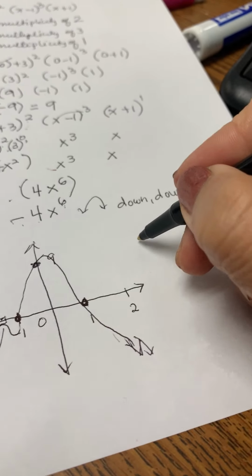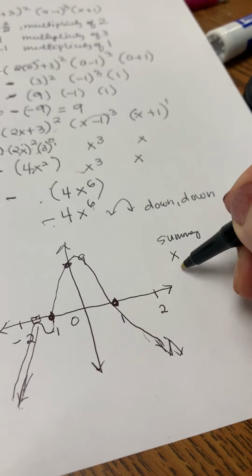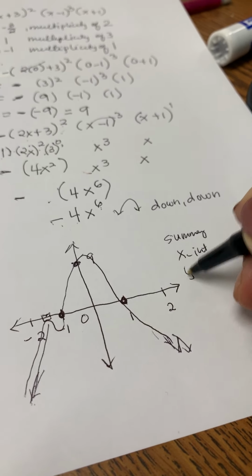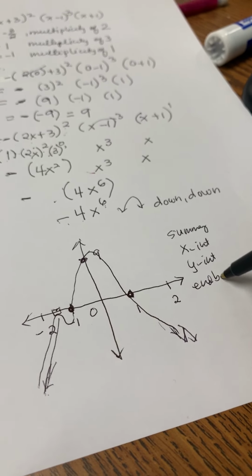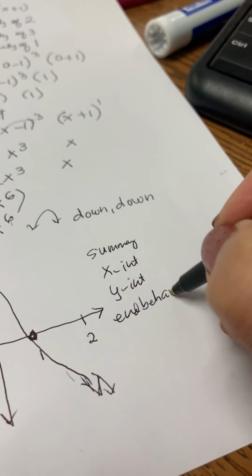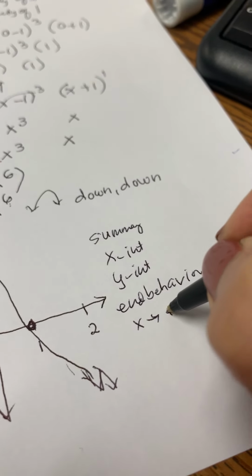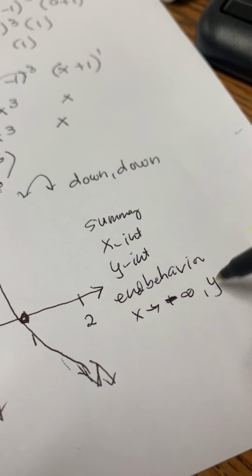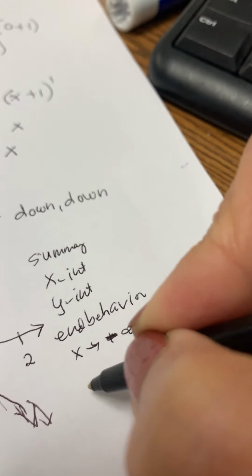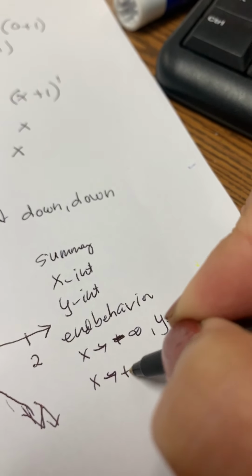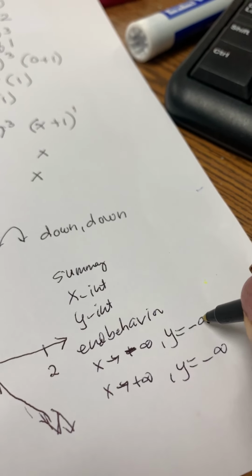Now let's do the summary. Write your x-intercepts, your y-intercept also. Your end behavior, be sure you write it in math form. As x approaches negative infinity, y approaches negative infinity, it's a down, down. As x approaches positive infinity, y approaches negative infinity.